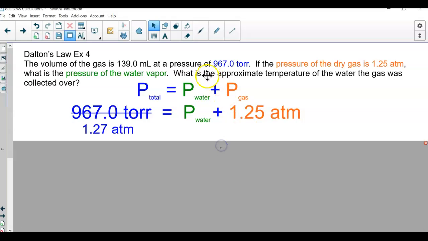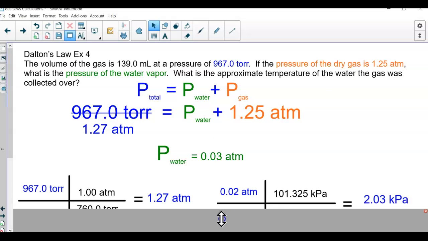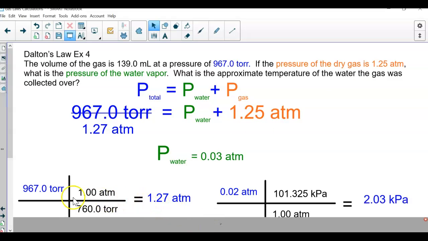So I'm going to bring these problems over. I'm going to read through this. It tells me that this is dry gas. I know I'm solving for water vapor, so by default I know this is P total. So I'm going to put 967 torr equals P water plus 1.25 atm. I don't have like units, so I did a conversion. I just showed it down here. Okay, so that's where I get the 1.27 atm. And so then I'm going to subtract 1.27 and 1.25 to solve for P water. That's where I get P 0.03 atmospheres.